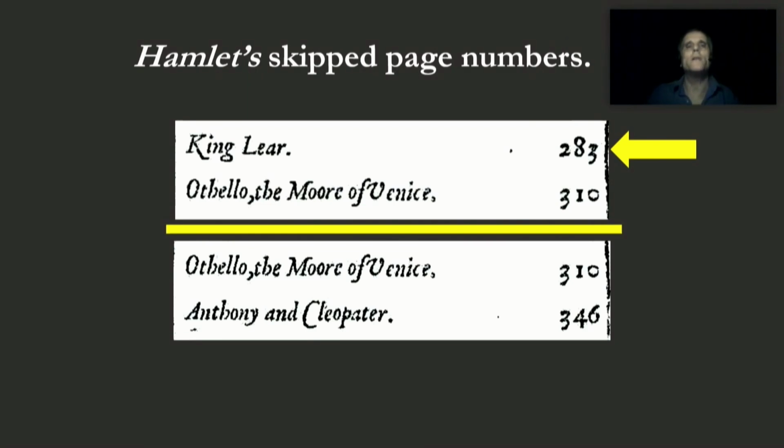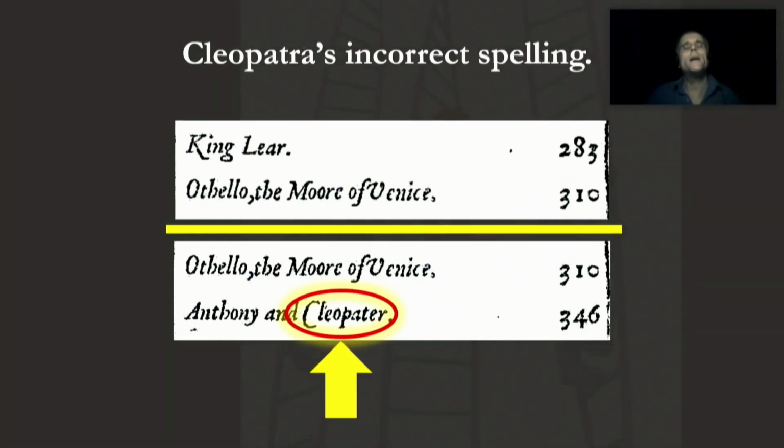Hamlet's skipped page numbers allow Lear to begin on the correct page so that the perfect rung adding ladder would be created. Cleopatra's incorrect spelling draws readers' attention to the wrong page number so they would try and figure out what is going on.